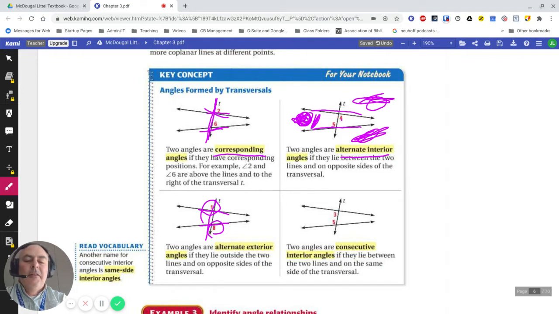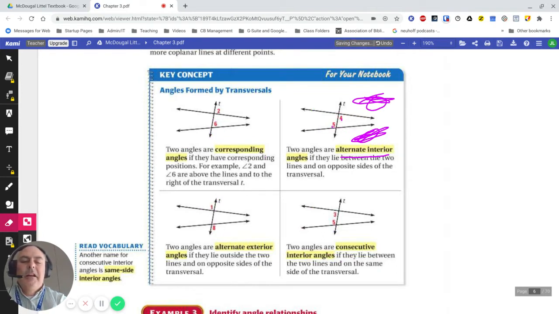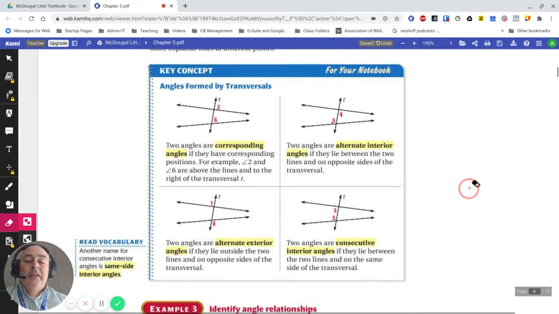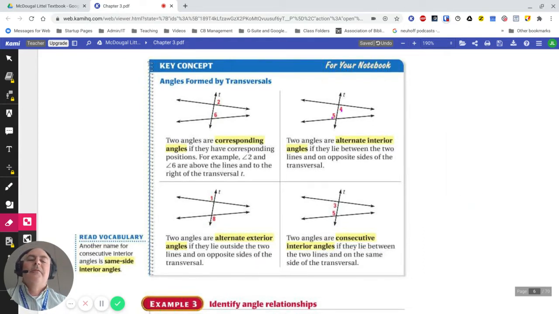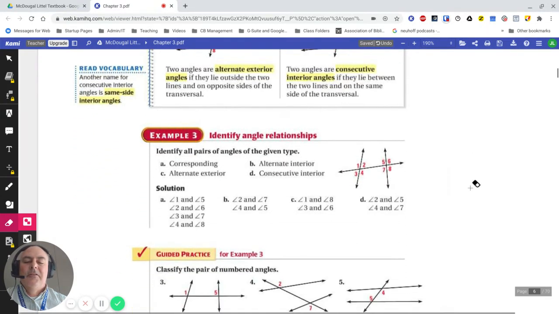And the last category is when I have two angles that are inside my lines and on the same side of the transversal. In that case, they are considered consecutive interior angles. Now, these angle relationships will be critical to keep in mind, not just for Chapter 3, but throughout the rest of the geometry year that we have. So, corresponding angles, alternate interior angles, alternate exterior angles, and consecutive interior angles.